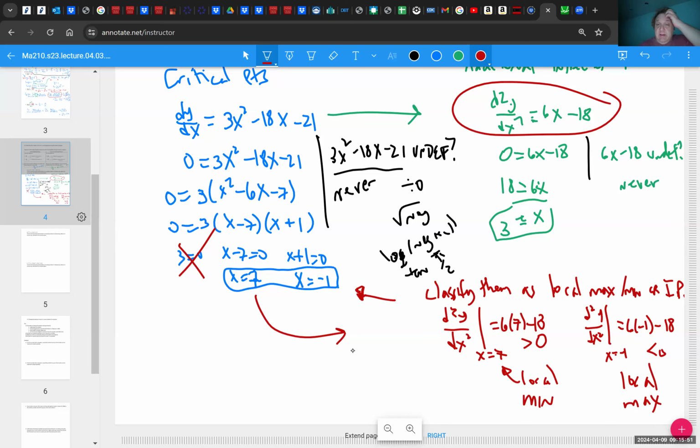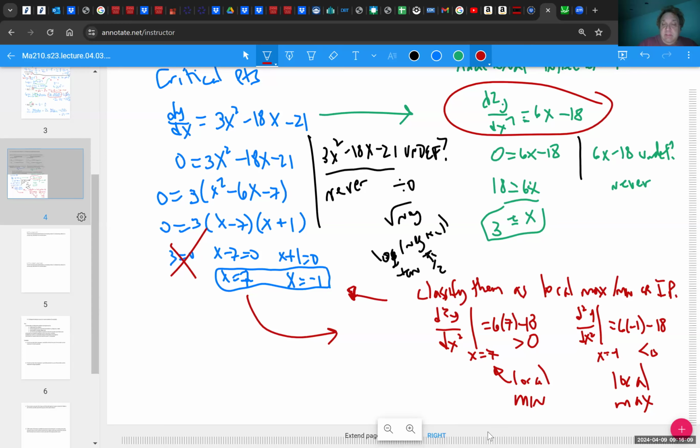All right. And then we have one inflection point. So we have two possible places for it to switch between increasing and decreasing, that's 7 and -1. And then we have one possible place for it to switch between concave up and concave down, that's 3. All right, so how do we do this?